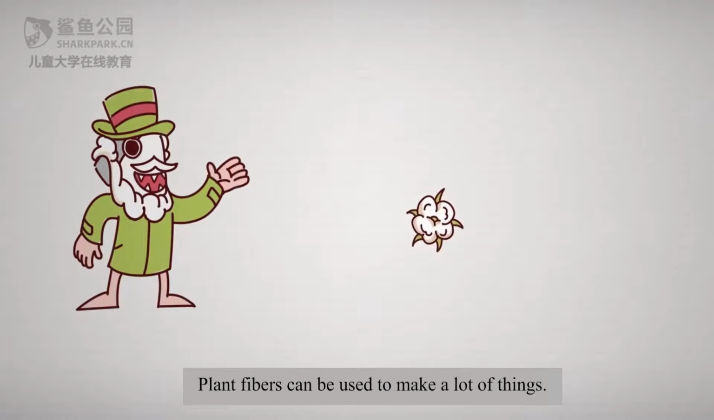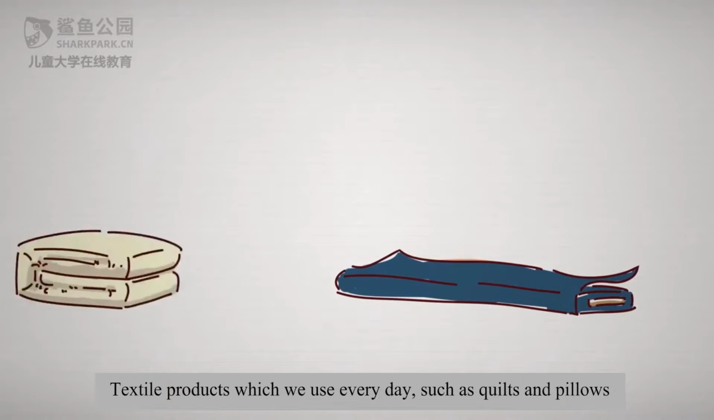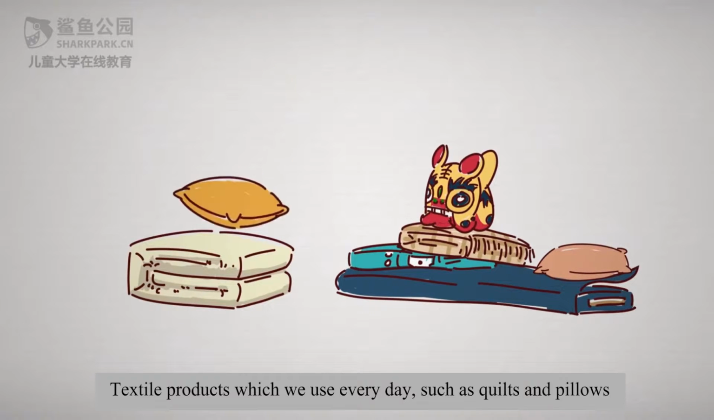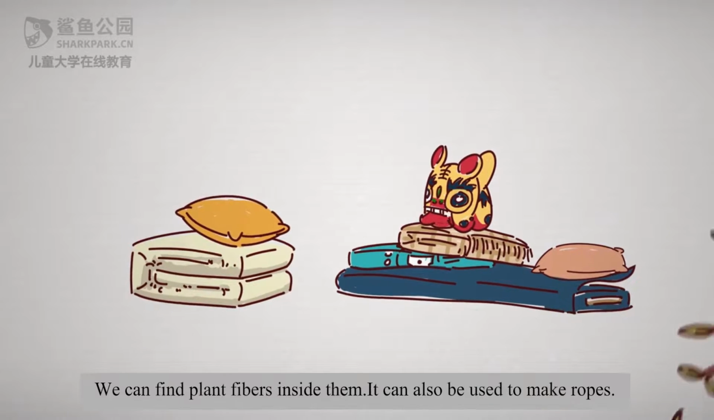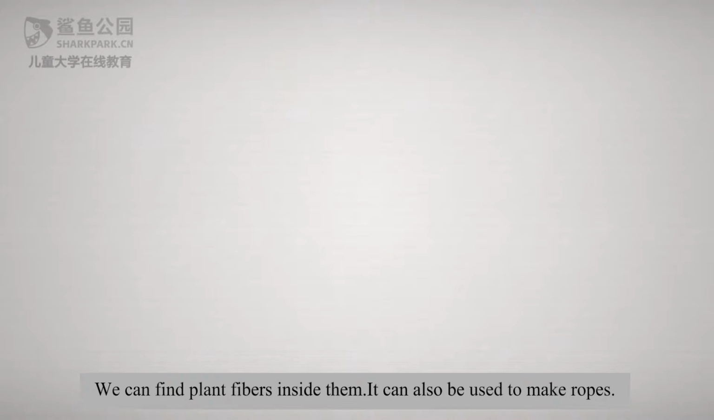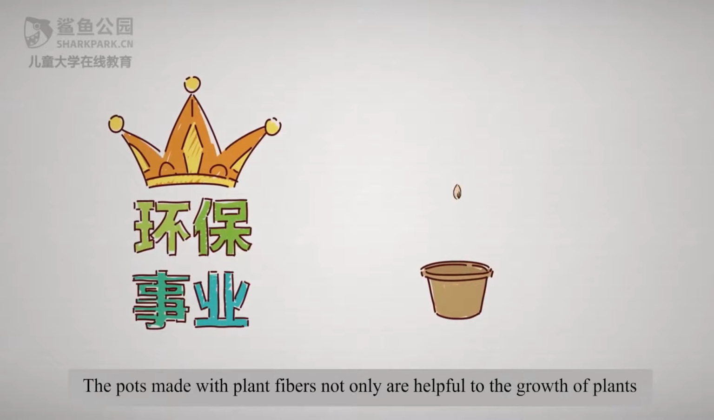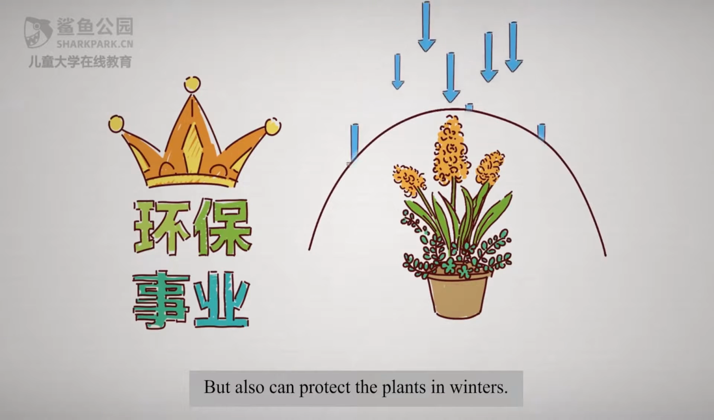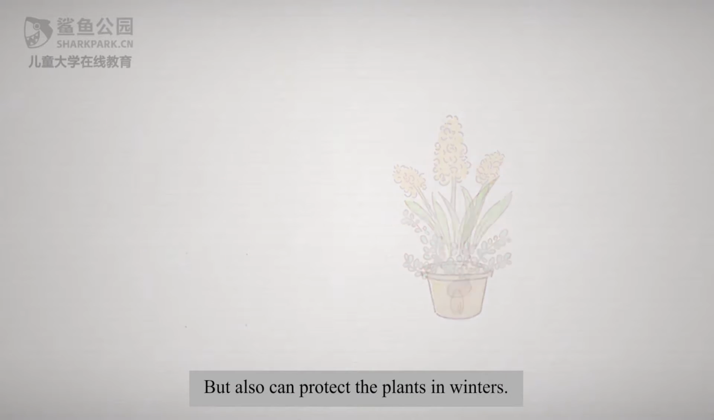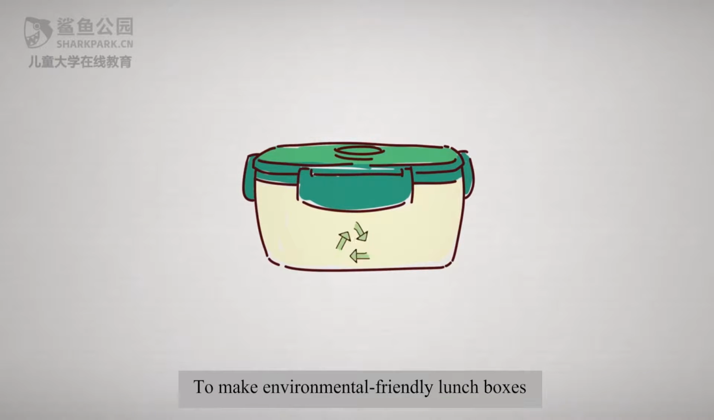Plant fibers can be used to make a lot of things. Textile products, which we use every day, such as quilts and pillows. We can find plant fibers inside them. It can also be used to make ropes. Plant fibers also contribute a great deal to environmental protection. The pots made with plant fibers not only are helpful to the growth of plants, but also can protect the plants in winter. We can also use plant fibers to replace plastic, to make environmental-friendly lunchboxes.